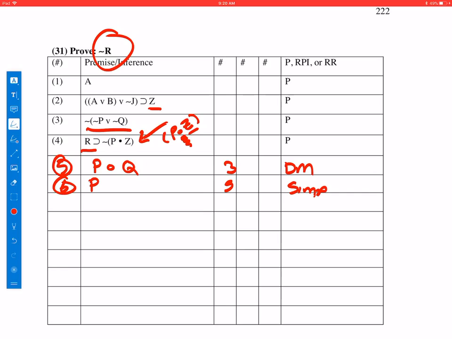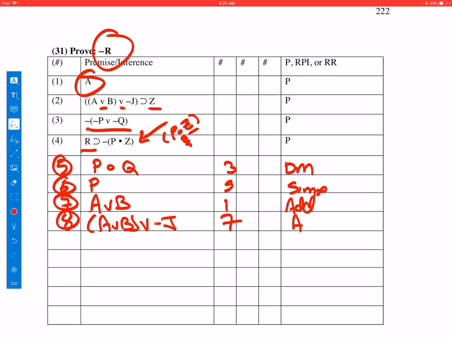All right, so we also needed a Z, we said. There's a Z, but it requires a whole bunch of junk to get. A or B or not J. It doesn't look like we have that, but notice that these are all disjunctions and we have an A, which means we can add all the stuff we need. So first step, A or B from 1 by addition. And then using 7, A or B, we can add or not J from 7 by addition.